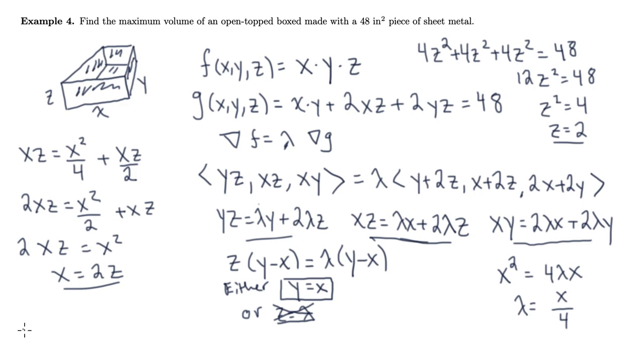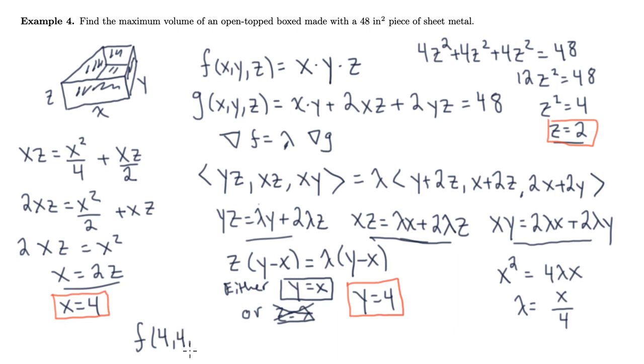But if z is equal to 2, x is equal to 4, right? So x is equal to 4. And then, since x equals y, y is equal to 4. So these are the dimensions that will maximize the volume. And what is the maximum volume? Well, it's just going to be f of 4, 4, 2, which is 4 times 4 times 2, which is 32 inches cubed.